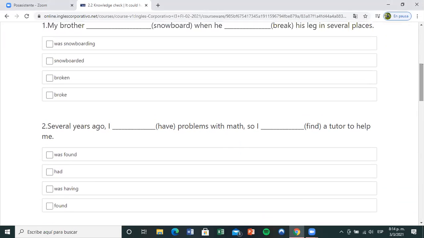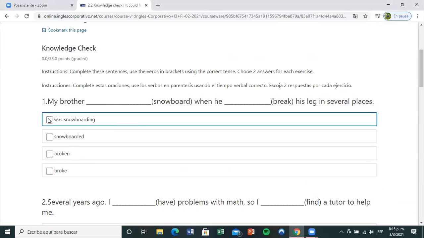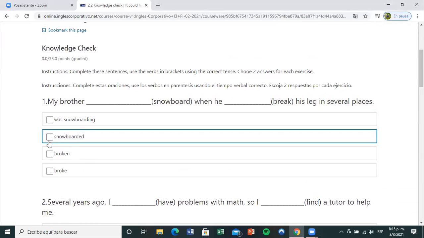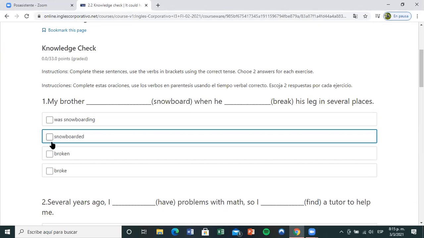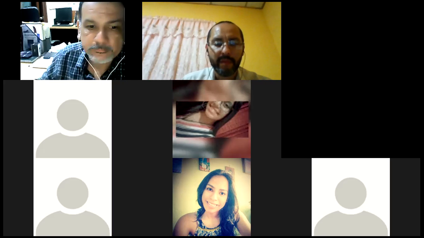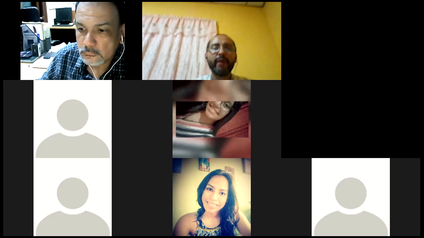Now, if you see, there are two spaces, okay? So here, my brother snowboard when he break. So it's necessary that you choose two answers. It's not one answer. So for example, if you think it is snowboarding, you choose. If you think the other was broken, you choose. But you have to select two of them for each one. Okay. Now, that's the first activity we're going to do.